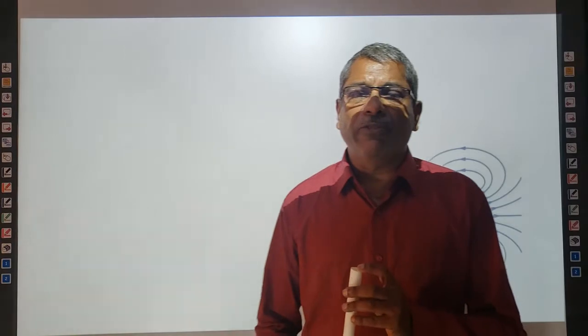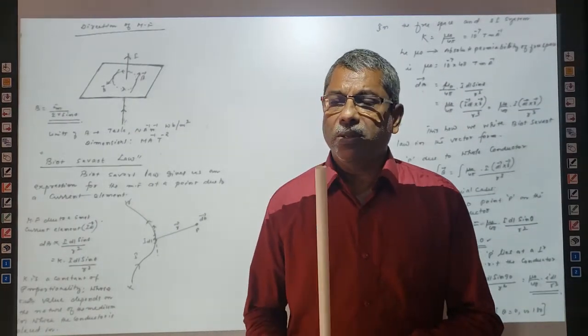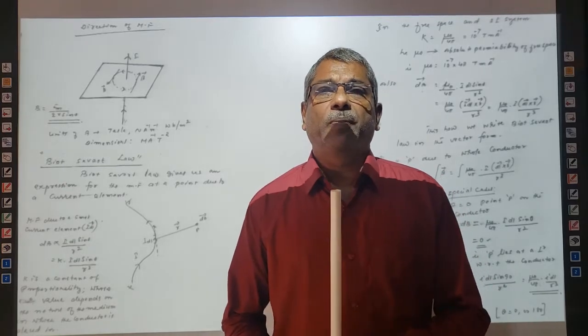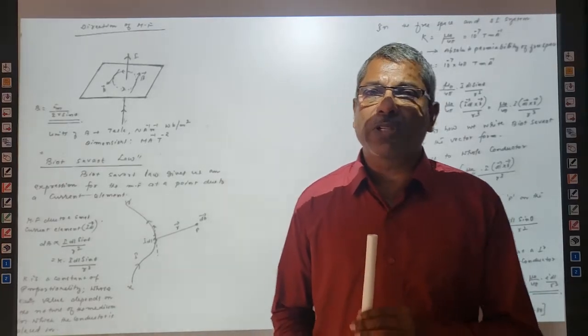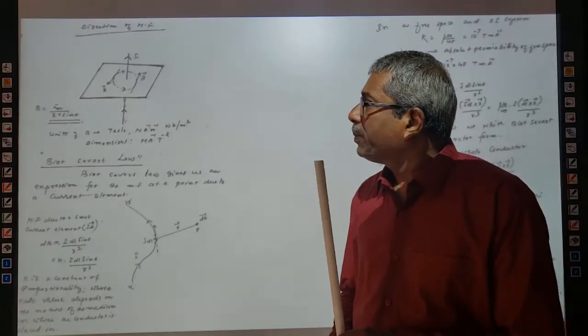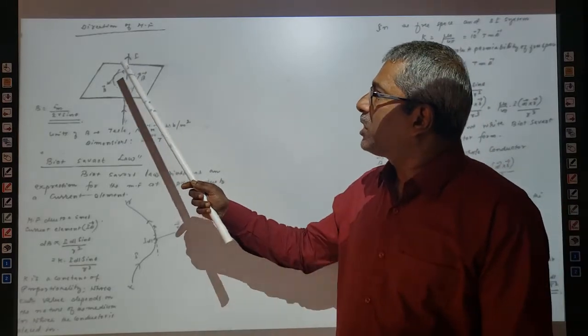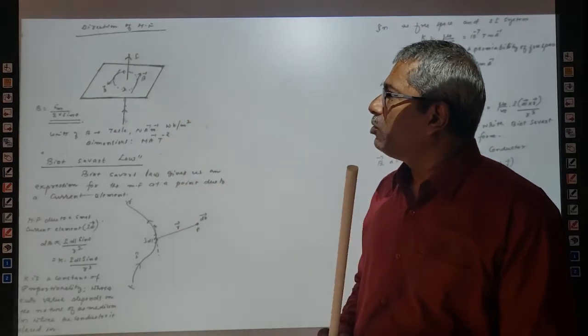I explained the intensity of electric field due to a current carrying wire yesterday, right? And also Oersted's law we have explained. Today I am going to explain the direction of the magnetic field, how it can be obtained.